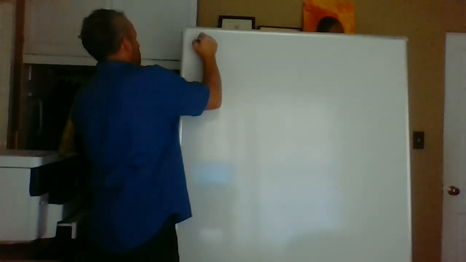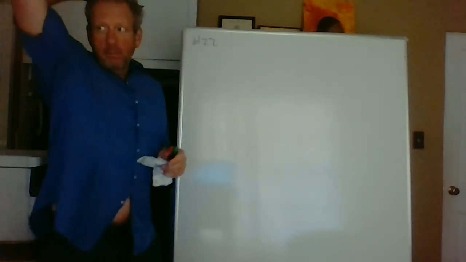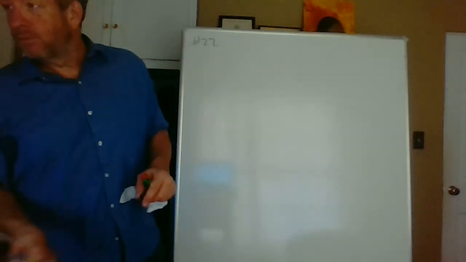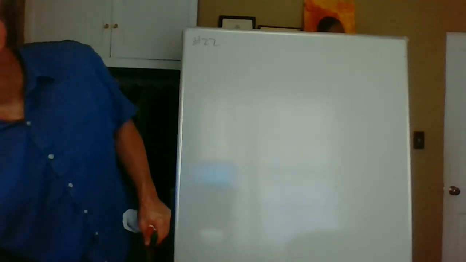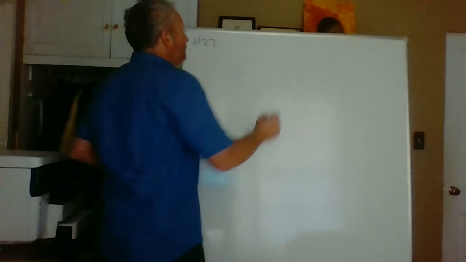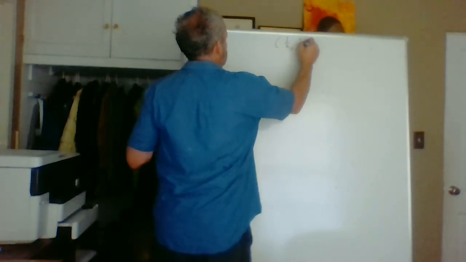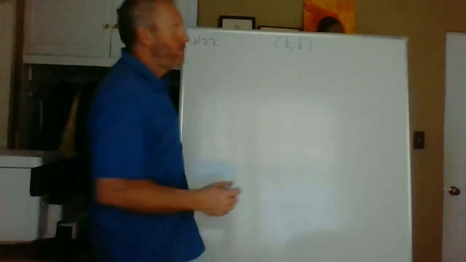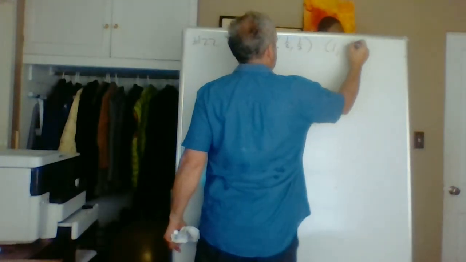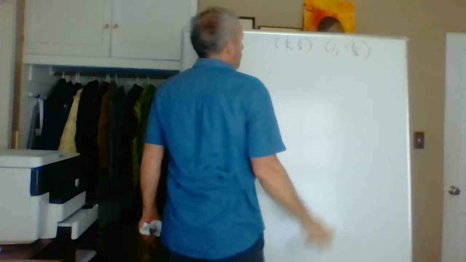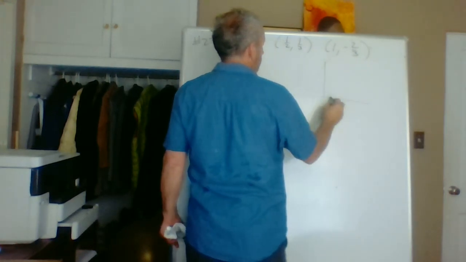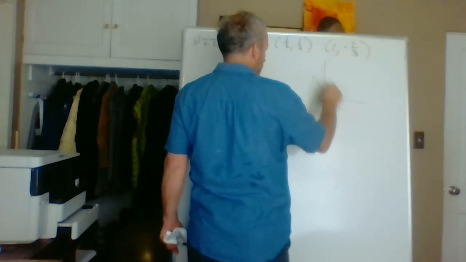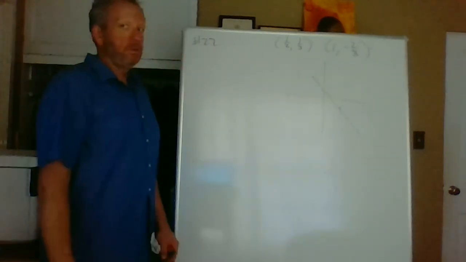22. Number 22, let's see. Oh, I threw in some fractions. Good for me. 1/2, 1/3. And what was the other point? 1, negative 2/3. So again, we can make a quick graph of this. 1/2, 1/3, call it there. 1, negative 2/3 down here. So this is going to have a negative slope.